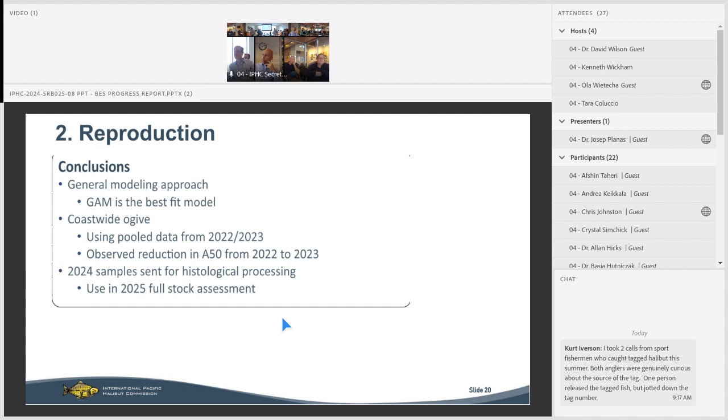Timing of sampling has not been evaluated much because the timing of sampling is fairly large. All the samples have been collected between end of May, beginning of June, and end of September. There are a lot of biological processes related to maturation going on during that period of time. So it's very different, the proportion of mature females that you're going to find at the beginning of the sampling period versus the later part.